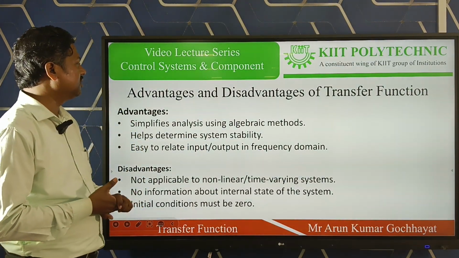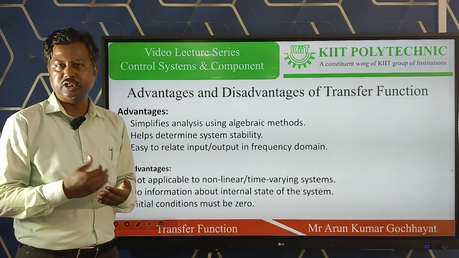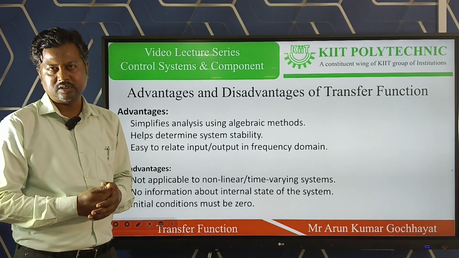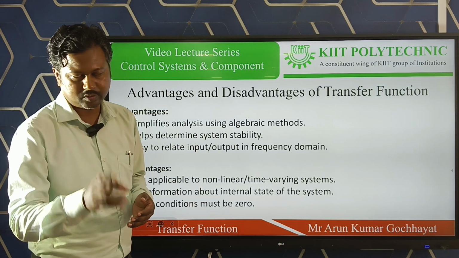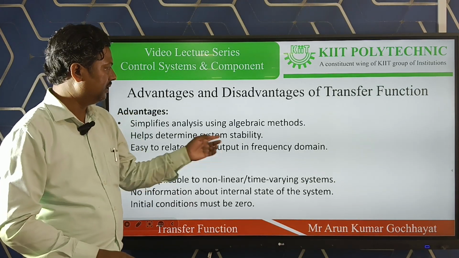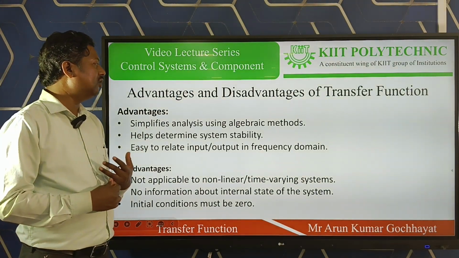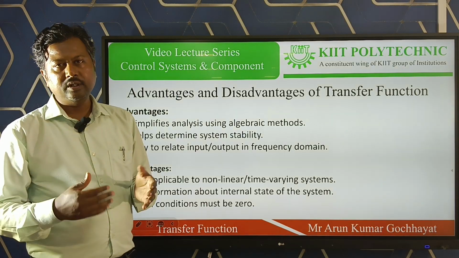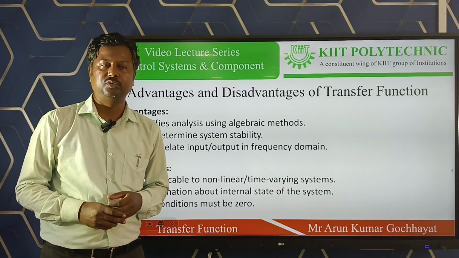It helps determine the system stability. From the transfer function, we can determine the poles and zero roots of the transfer function. By locating those roots of the transfer function over the S plane, or complex frequency plane, we can determine the stability of the system, which we'll discuss later on. It is easy to relate the input and output in the frequency domain. So it also helps in finding the relation between the inputs and outputs.